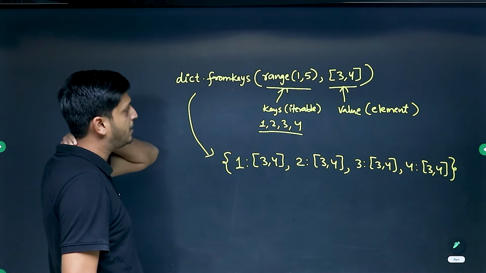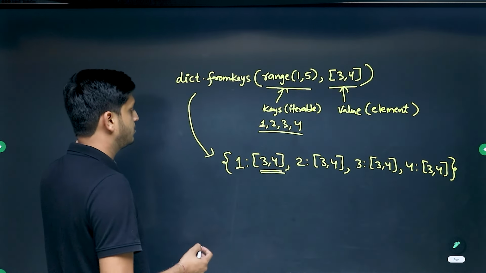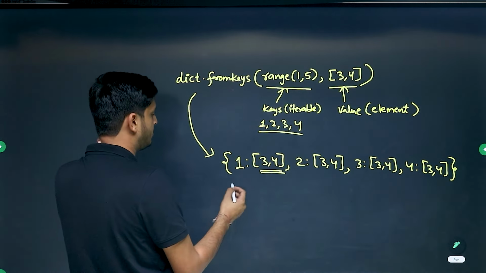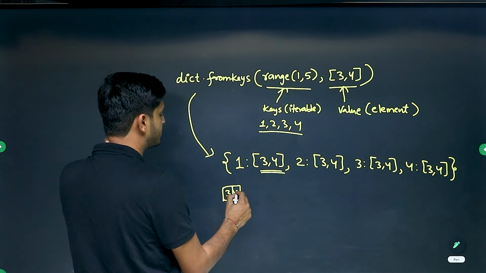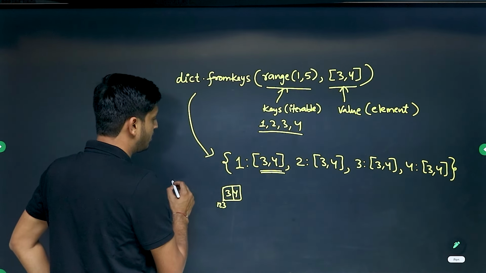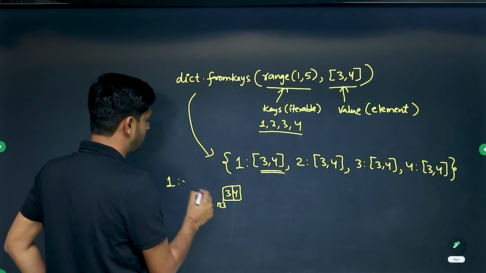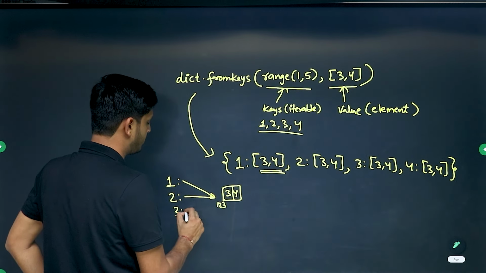Here actually what will happen, the same copy of this list will be used as the value. Because if you're using a list like this, like in list comprehension we have seen, a single copy of this list will be created, let's say at memory location 123, and all the keys will have the same value pointing to this list. They will all point to the same memory location.